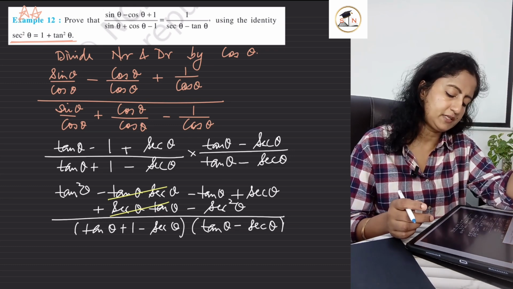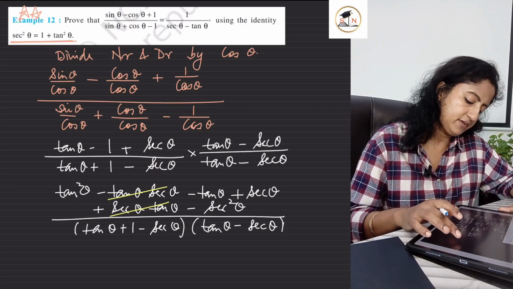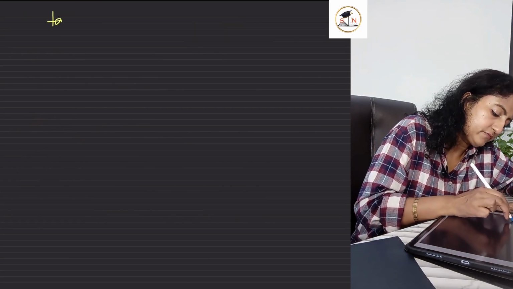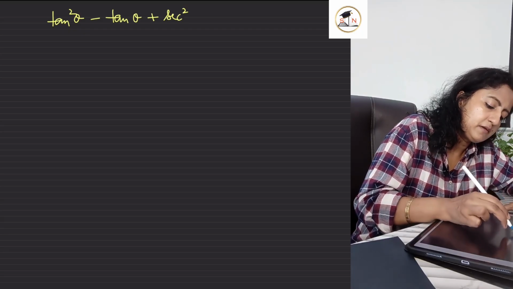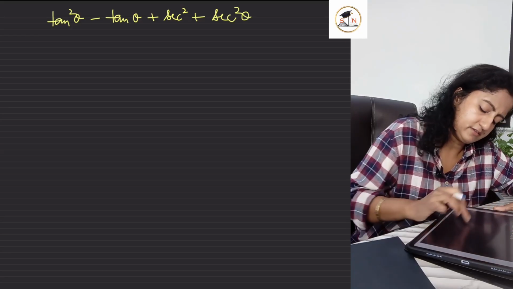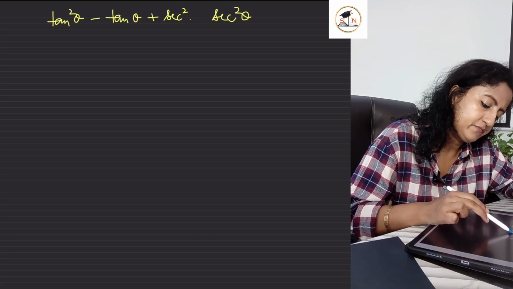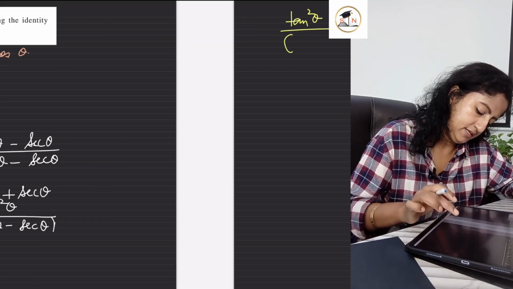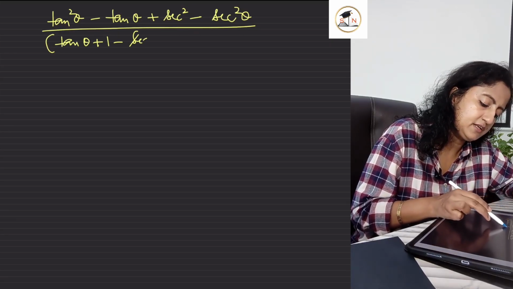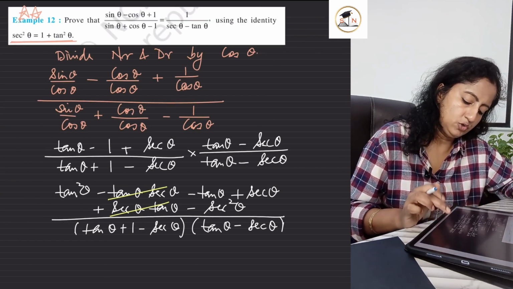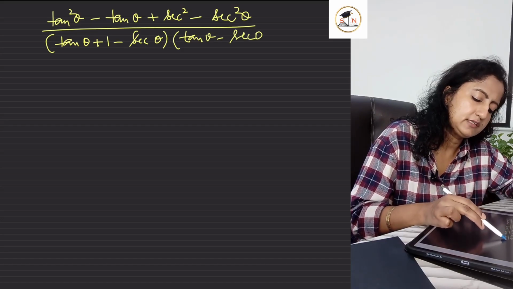Okay, so I'm going to just copy that thing after elimination of tan theta sec theta on the next page. So what we are left with is tan square theta minus tan theta plus sec theta minus sec square theta. In denominator, we had tan plus 1 minus sec. Guys, similarly, in your exams, when you flip the pages, do write things carefully on the next page. Okay? This is what we have.